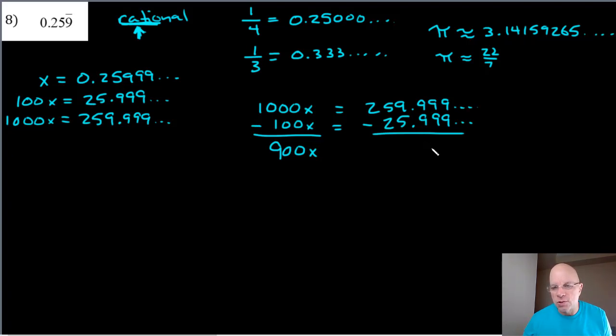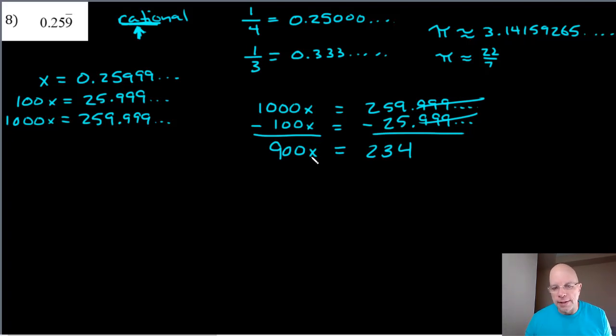9/10 minus 9/10 is 0/10. 900 minus 900 is 0/100. If all of these digits become 0, then the decimal portion is just gone, and we're just left with this whole number difference, which is 4 ones, 3 tens, and 2 hundreds. So 900x is equal to 234.